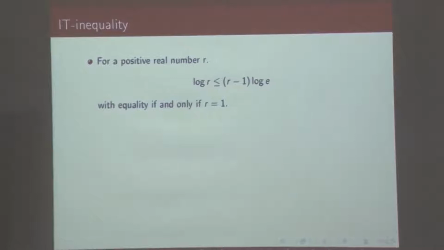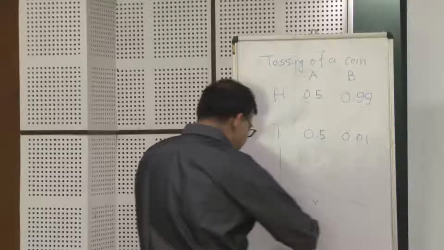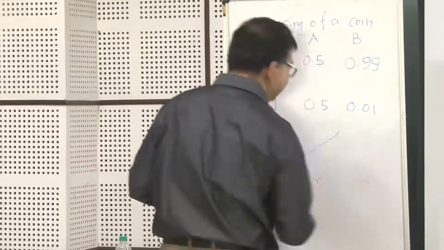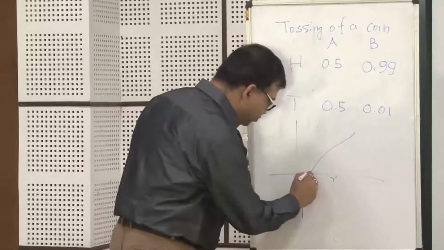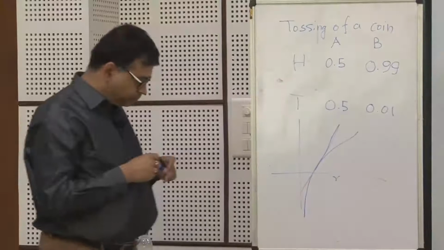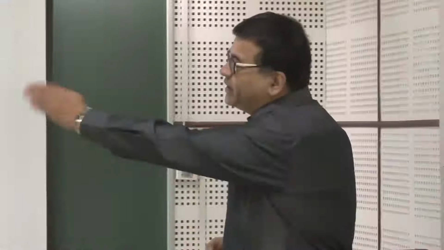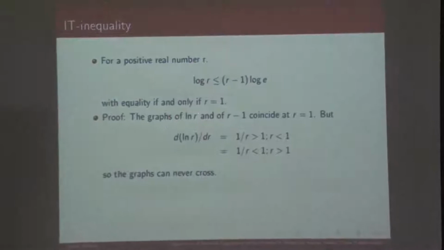If this is my r, log of r at r equal to 1 will be 0. So this will be like this. And what will be r minus 1? It's a straight line passing through. Yeah, it will be like this, right? You can prove it many ways. The way we will prove it is that at r equal to 1, they are touching each other, and the slope for r less than 1 is different from the slope for r greater than 1. So the graphs of log of r and r minus 1 coincide at r equal to 1.